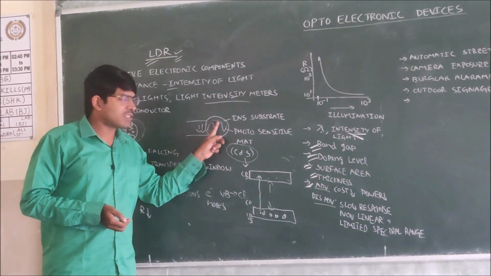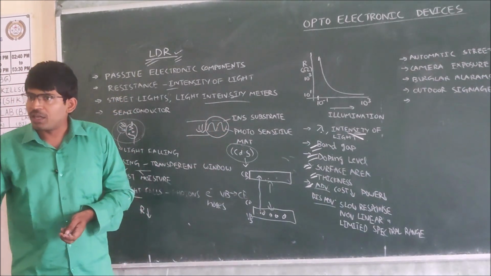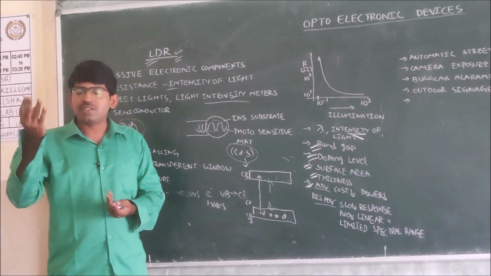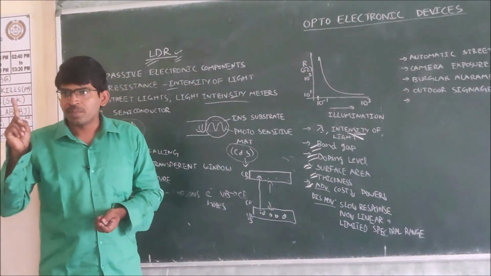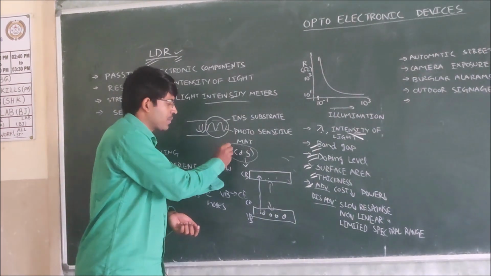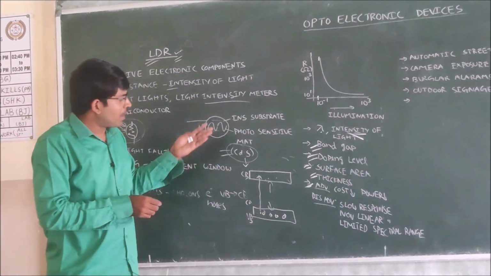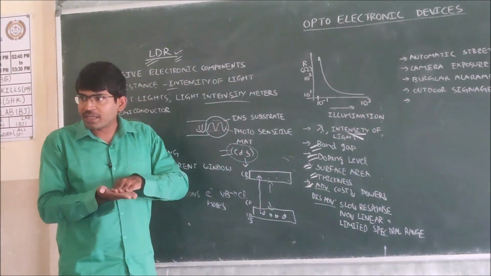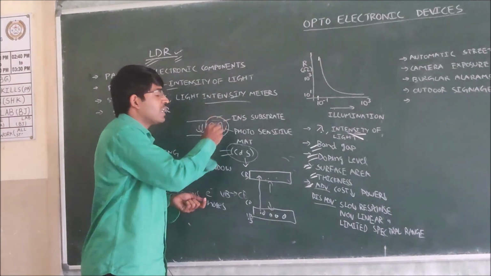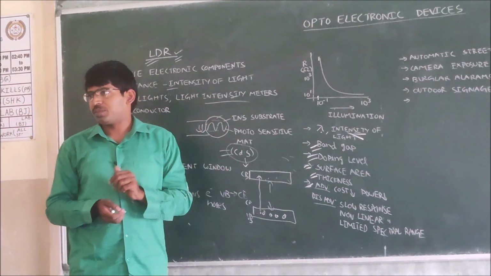What are these curves? Photosensitive material. Which material are we using? Conductor or insulator or semiconductor? Very good. Semiconductor material we are using. Which semiconductor have we discussed? Cadmium sulfide. Below this semiconductor, which material are we using? Insulator. Insulating substrate we are using.